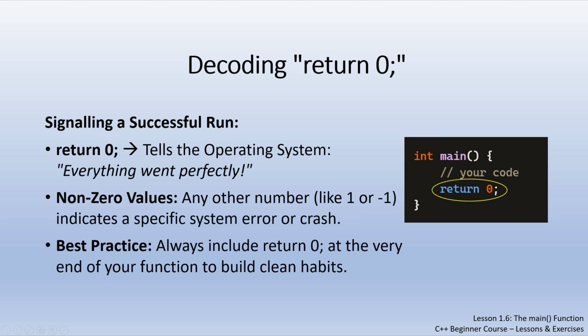Inside the function, you will almost always see the line return 0 at the very bottom. What does this mean? In the language of operating systems, the number 0 means success. By writing return 0, you are telling your computer the program finished all its tasks without a single issue. If a program encounters a critical failure, it might return a different number instead. As a beginner, making return 0 your final line is an excellent habit for writing clean, professional code.